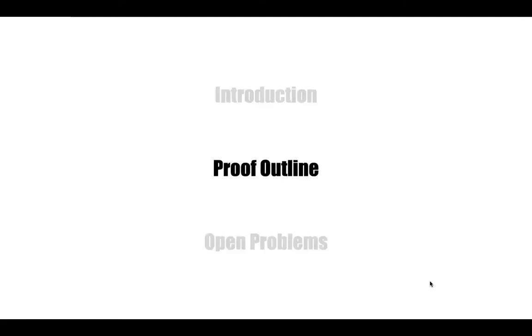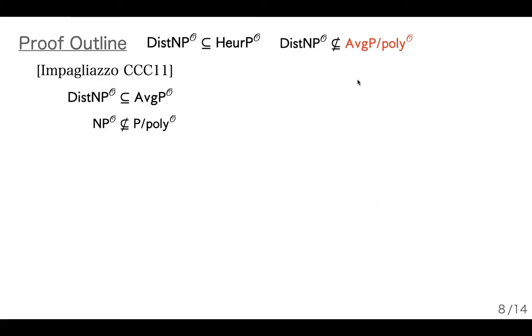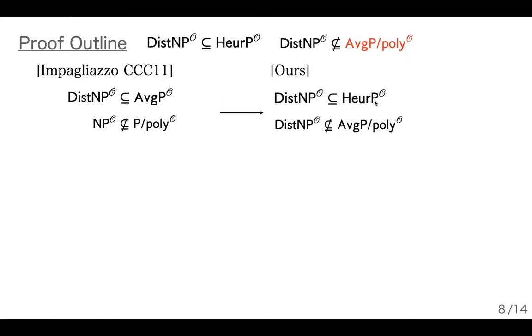Okay, now let's see the proof outline. In this work, for simplicity, we mainly focus on the weaker polynomial lower bound. And our oracle construction is based on the previous oracle construction by Impagliazzo, which separates the worst-case and average-case complexity for NP. And we modify this oracle to separate these two average-case notions.